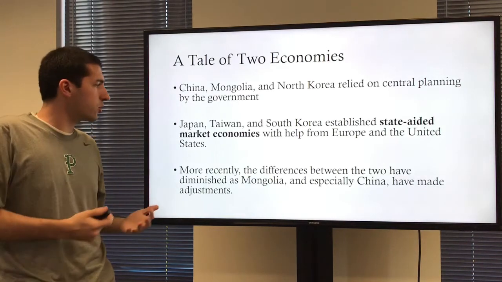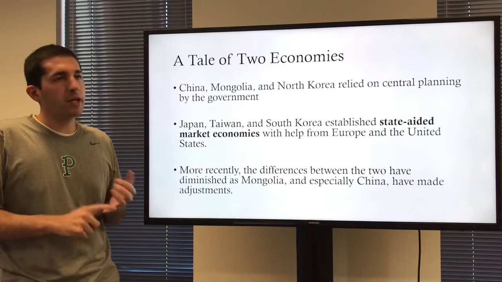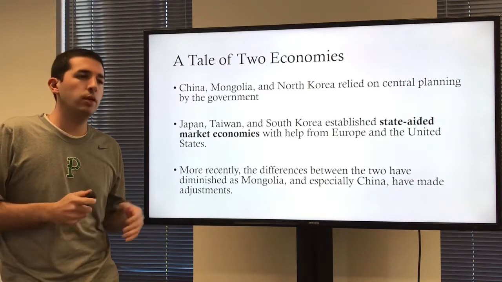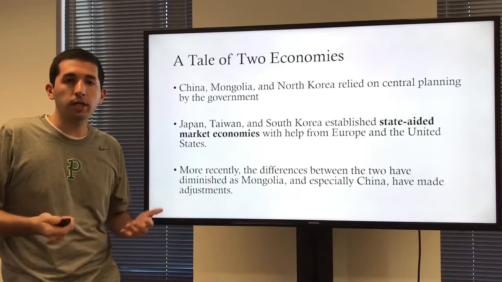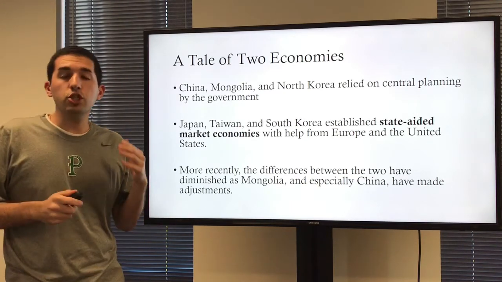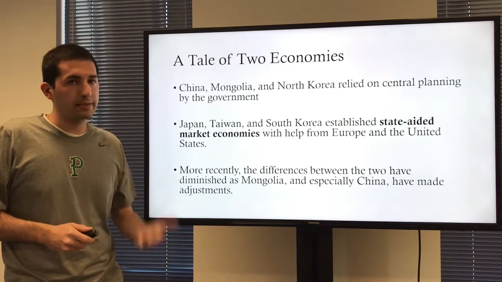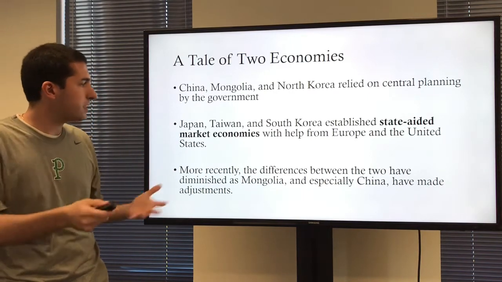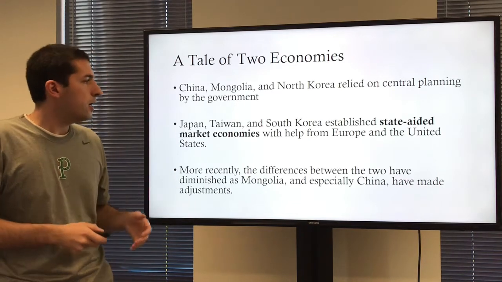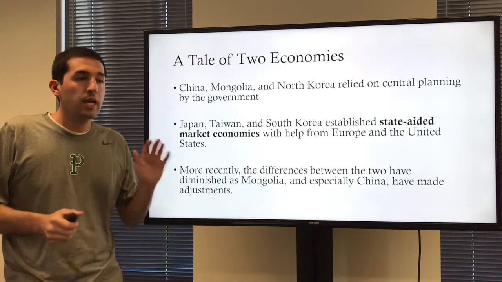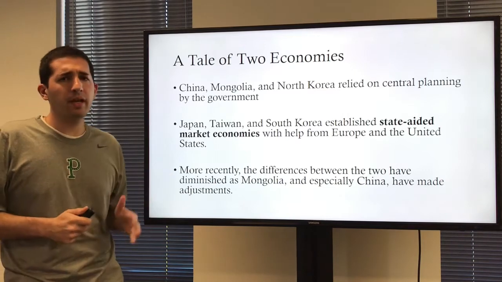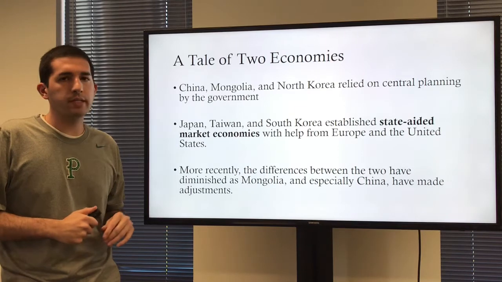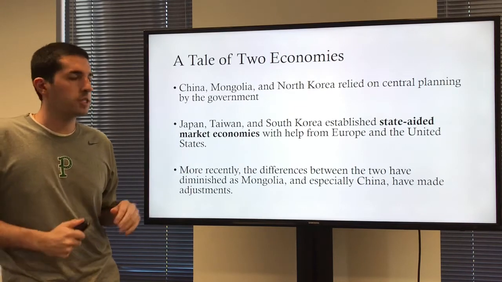However, that tells a different story when we talk about more democratically leaning places that relied on a more balanced economy through supply and demand and market forces, like we see in Japan, Taiwan, and South Korea. They established state-aided economies with the help of the United States and Europe. This is coming out at a time post-World War II, when Japan is obviously defeated, and we'll talk about that in just a second.